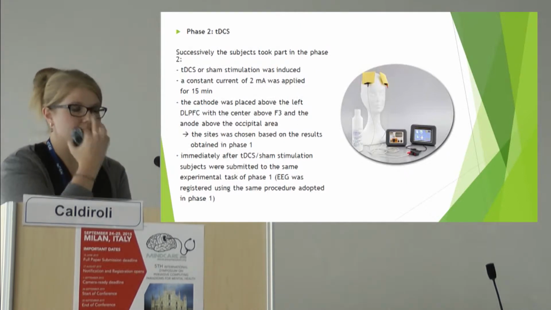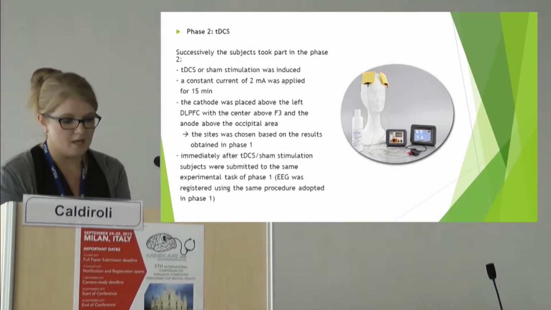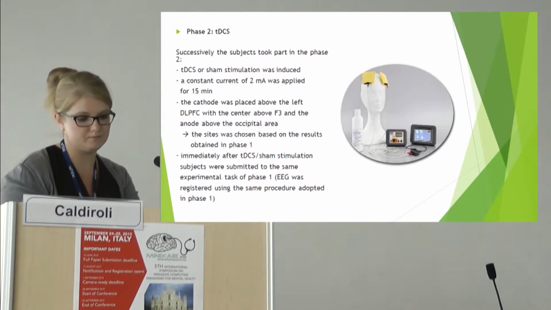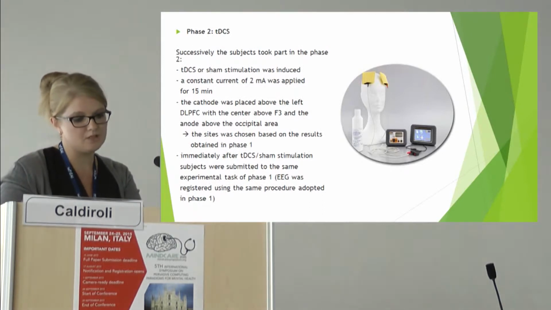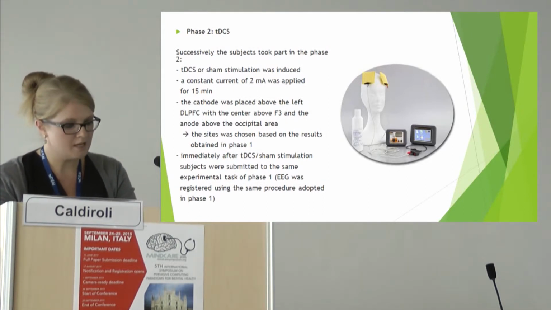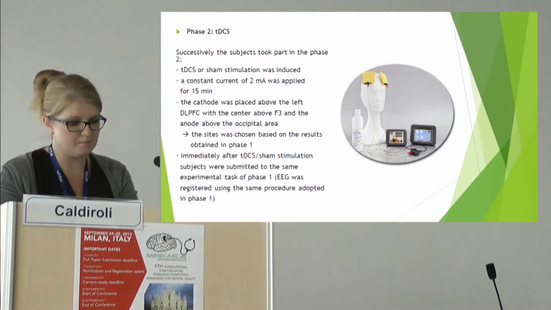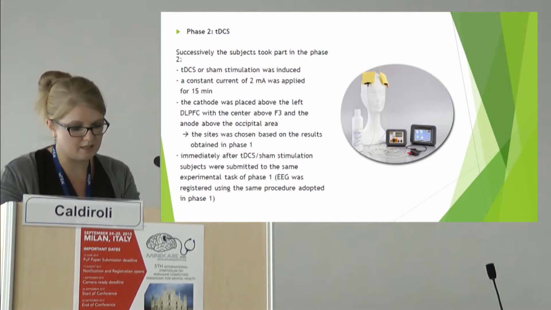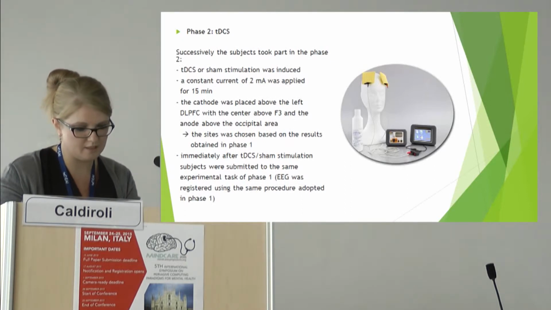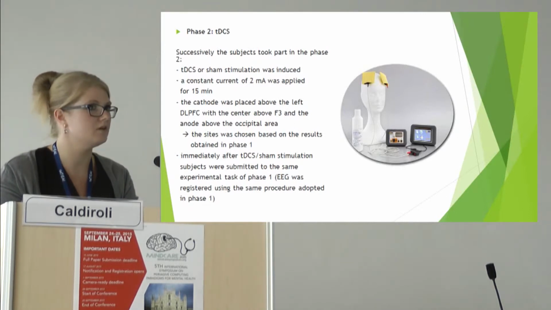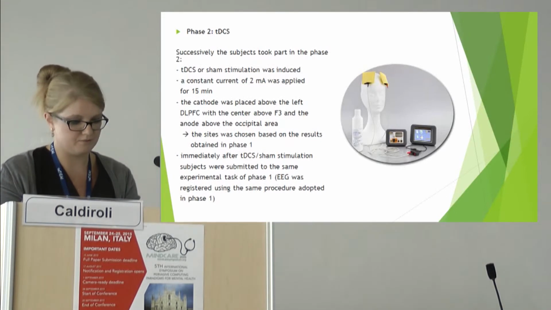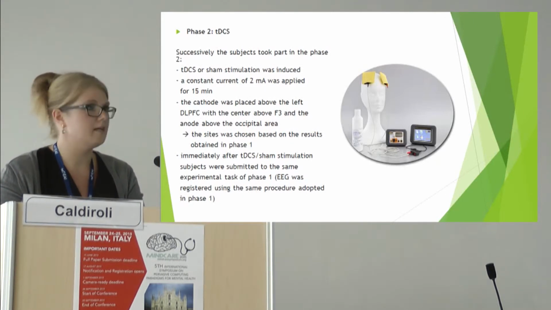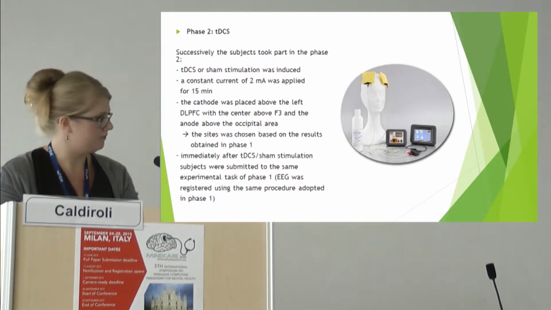In phase 2, we use the tDCS. Half of the subjects received the tDCS stimulation, the other half the sham stimulation, and we use a current of 2 milliamperes for 50 minutes. We position the cathode over the dorsolateral prefrontal cortex above F3, and the anode above the occipital area, and the side we chose on the basis of the results that we obtained in phase 1.